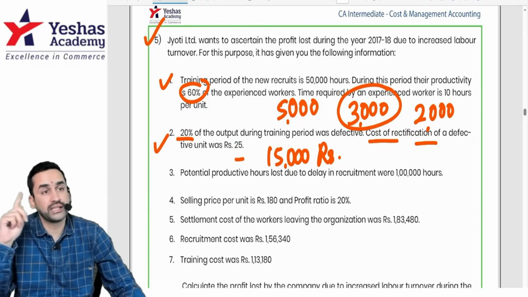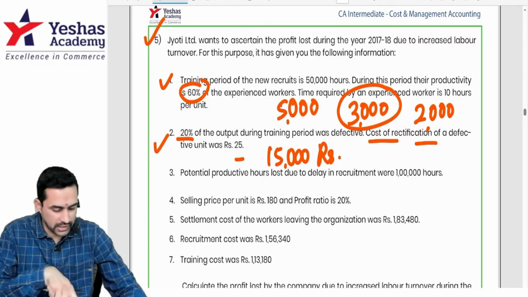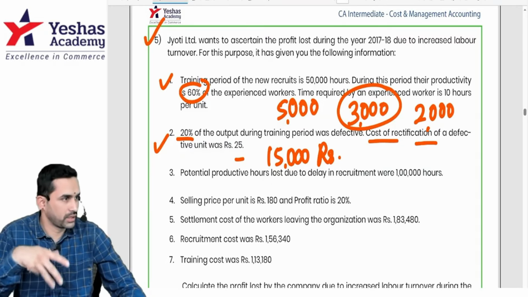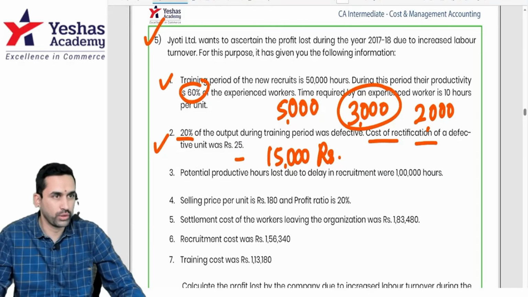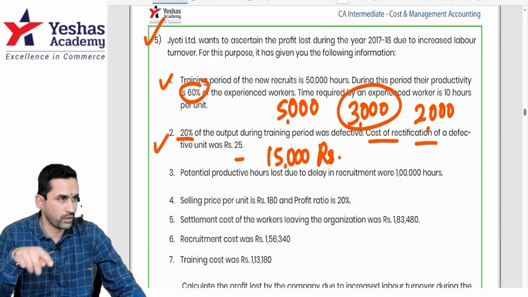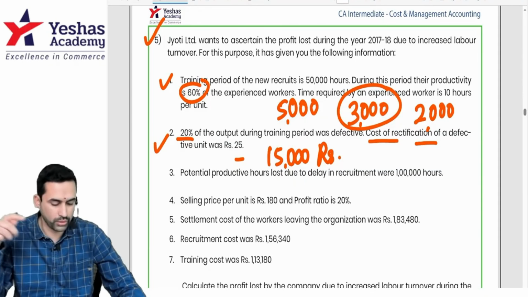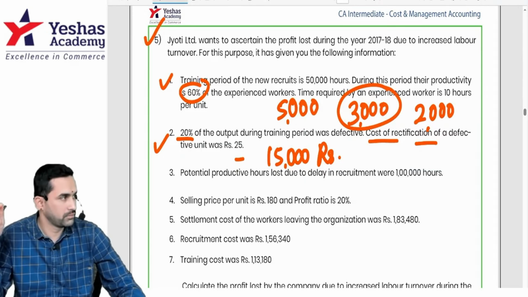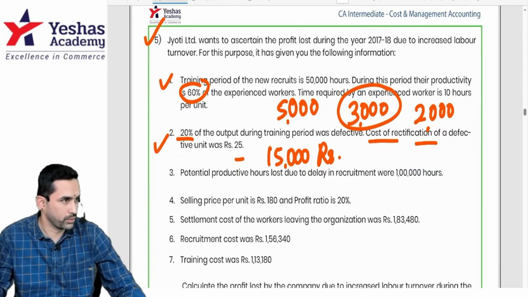Correct? If this was an experienced worker, then this adjustment too would not even come. They will produce good units. New people produce defective units. The moment you produce a defective unit, you have to do the rework or rectification. That will cost you some money. This will become loss of profit to you.